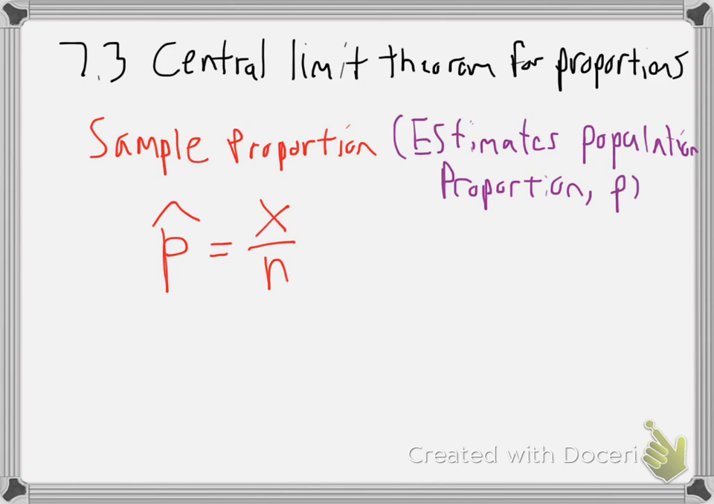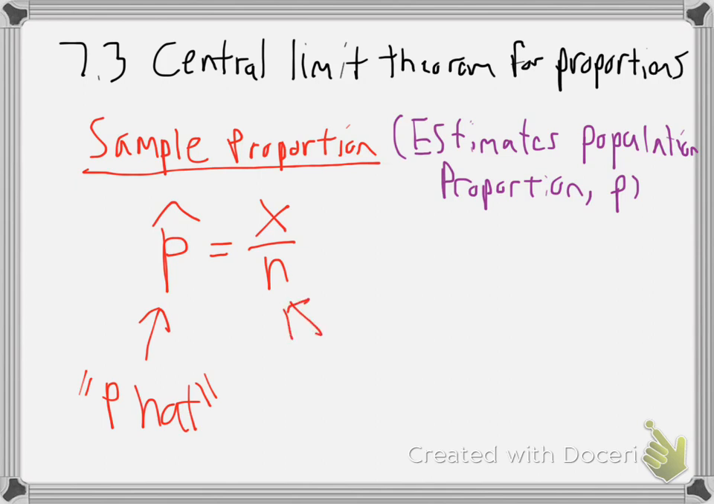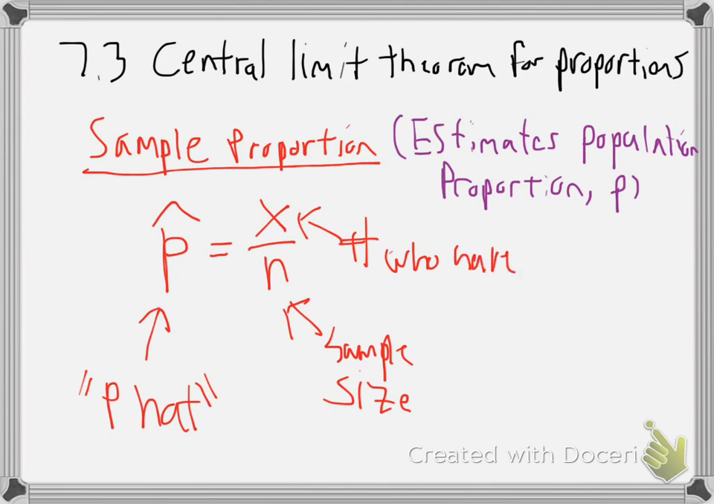Okay. So anytime we come up with a sample of qualitative data, keep in mind, we can come up with what's called the sample proportion. Sample proportion is titled p hat. So we say p hat for short, sample proportion. And the sample proportion is just x out of n. Remember, n is your sample size, and x is the number who have that characteristic.